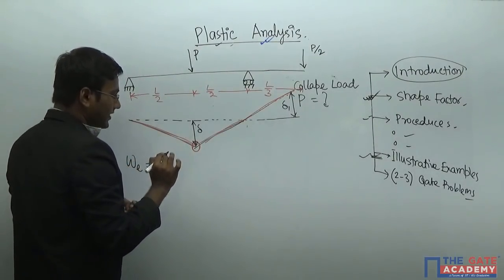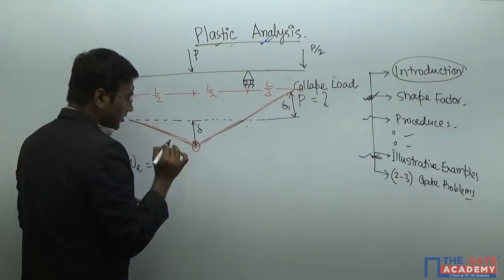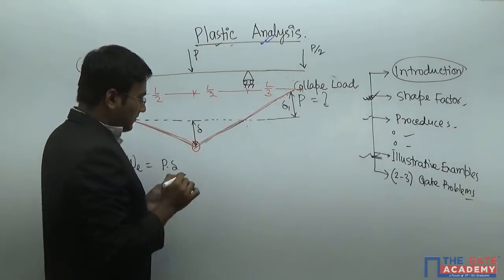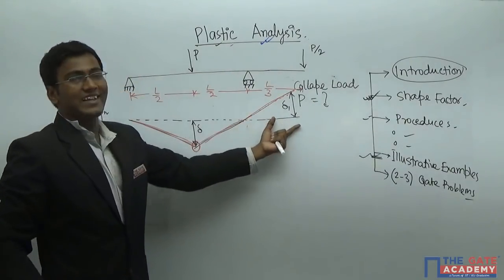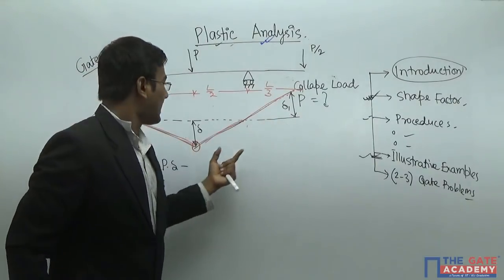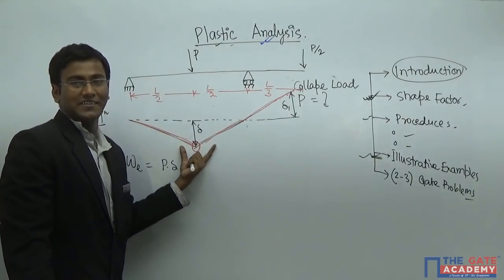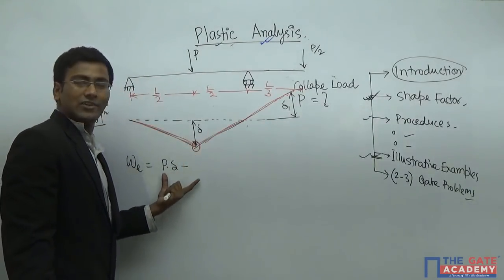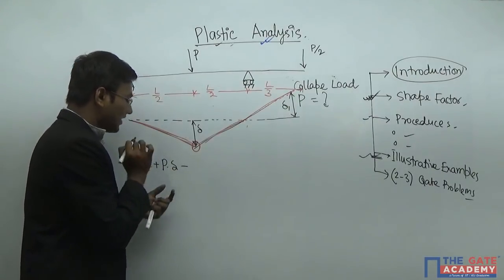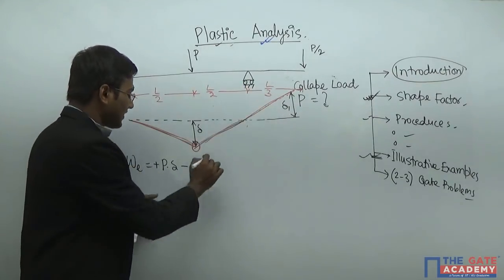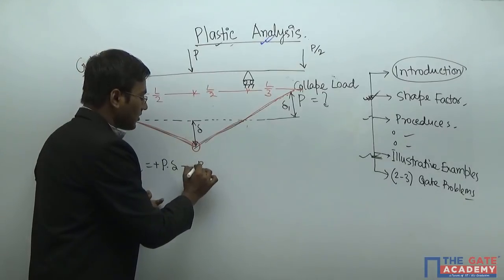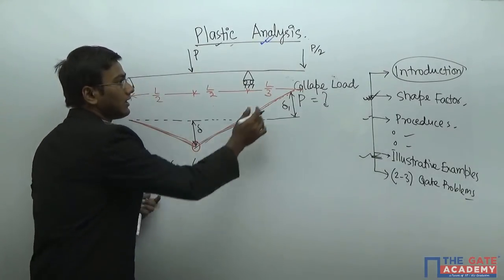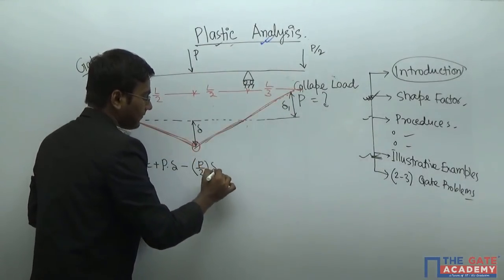External energy will be what? P into delta minus, because it has gone upwards and it is downwards. Right? It is downwards, so that's why it is plus P into delta. This is gone upwards, that's why minus P by 2. Here the load is P by 2 into delta.